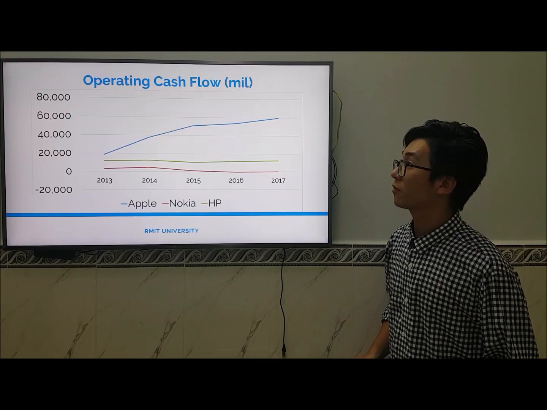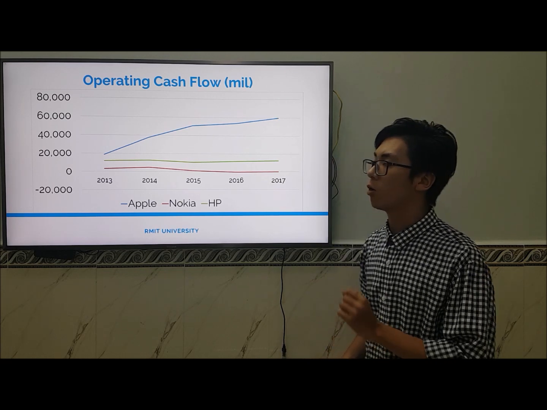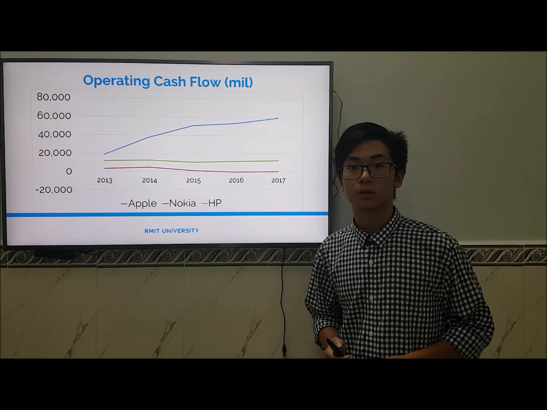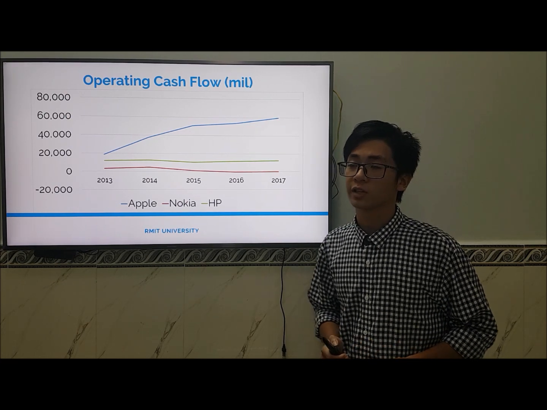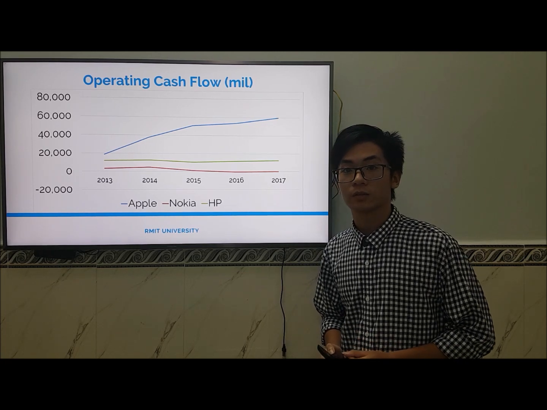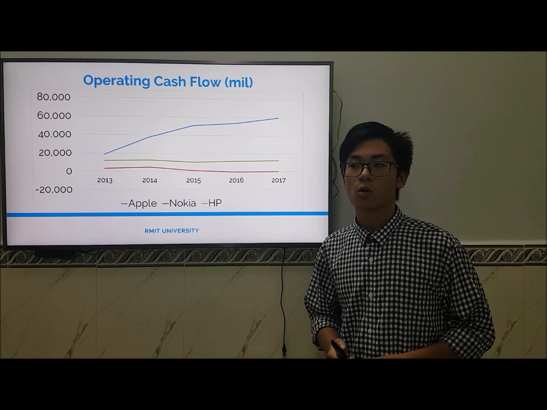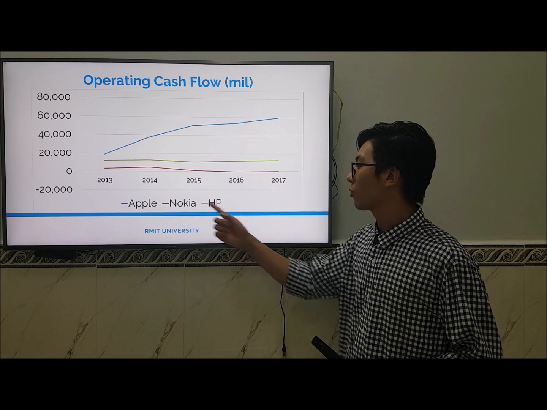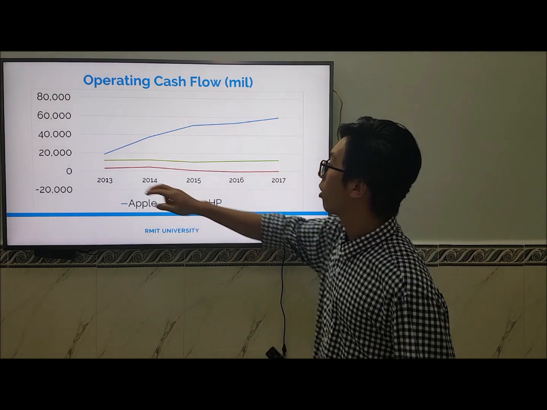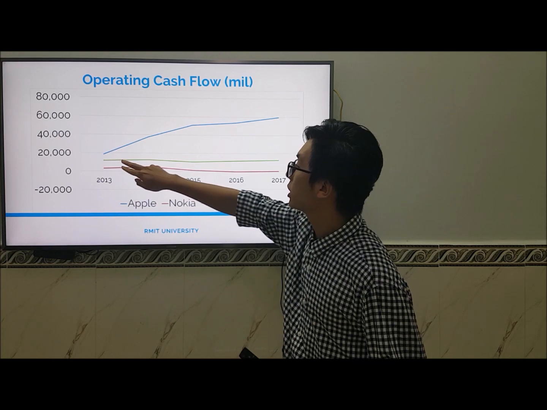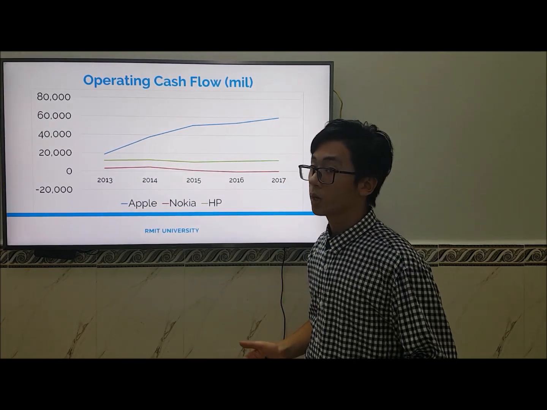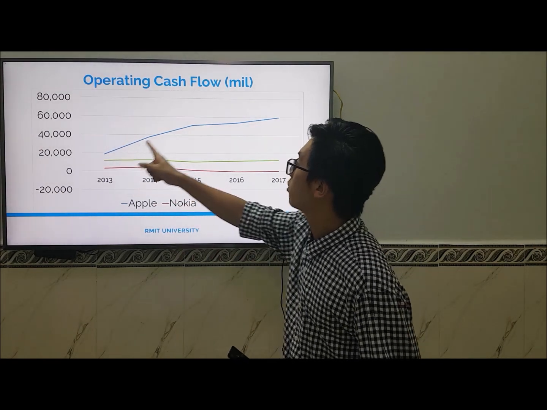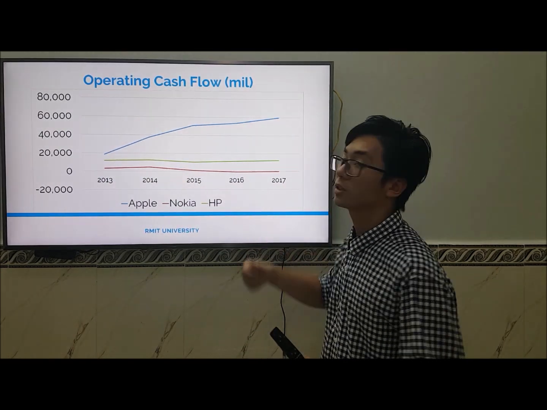And finally, we have the operating cash flow. Now, operating cash flow is chosen for analysis because it's very important to suppliers. Operating cash flow involves dividends and payments, and of course, the payment for the supplier. As you can see, both Nokia and HP have a very low operating cash flow, and they both remain unchanged over time. Meanwhile, Apple has the highest, increasing gradually over time from 2013 to 2017.